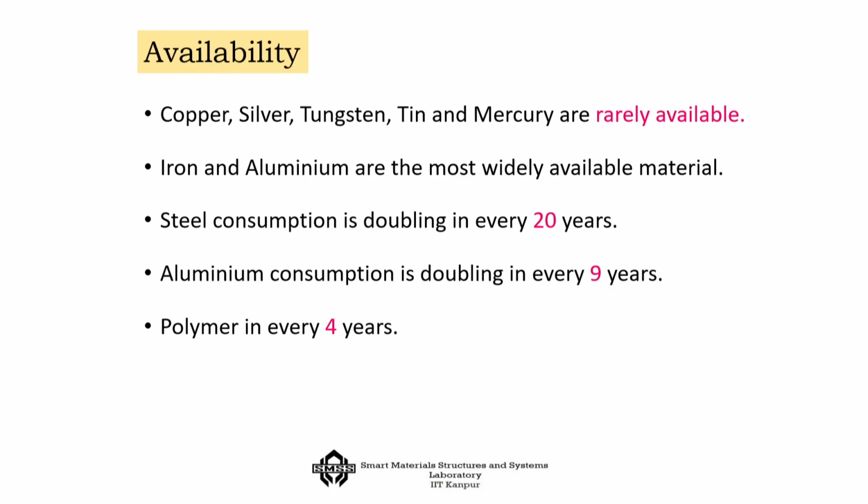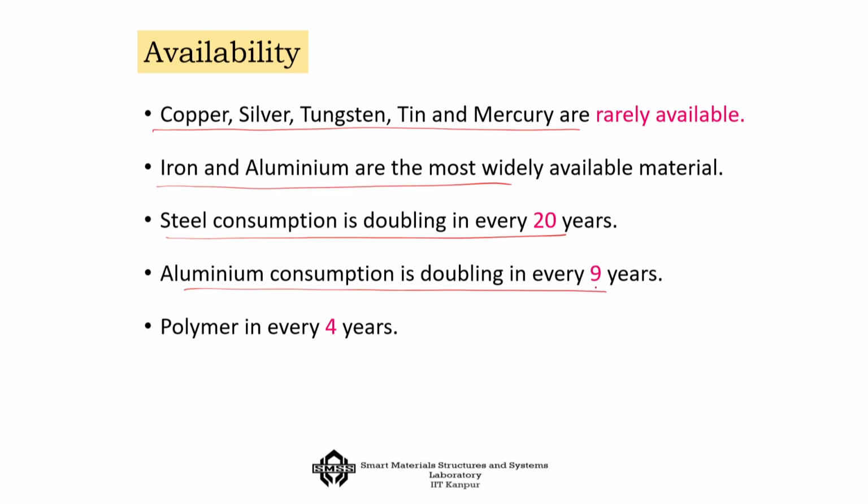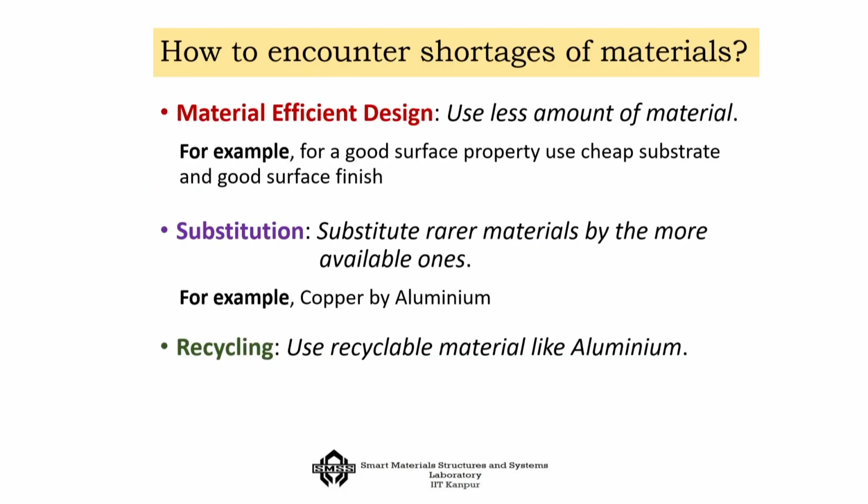And finally, we have to keep this point in mind that certain materials are rarely available, like copper, silver, tungsten, tin and mercury, and iron and aluminum are most widely used. Steel consumption is doubling in every 20 years. Aluminum is doubling in every 9 years, even faster, and polymer in every 4 years. So, this sort of gives us the idea of the materials. And if I get any shortage of a material for my design, then definitely I should go back to the design table. So, my design must be material efficient, use the least amount of material. I have to think of substitution, and I have to think of how to recycle the material.